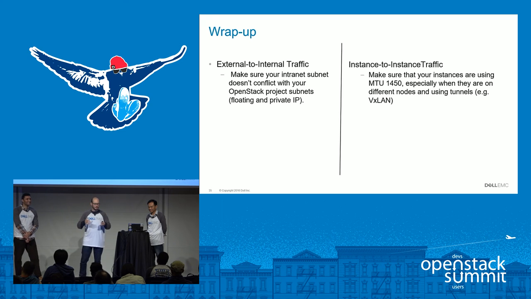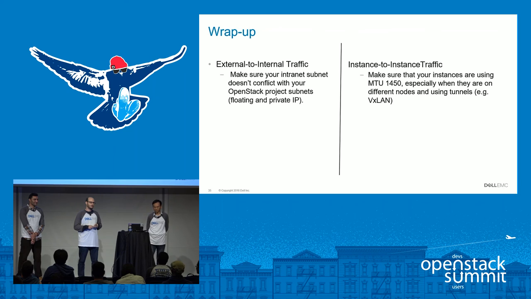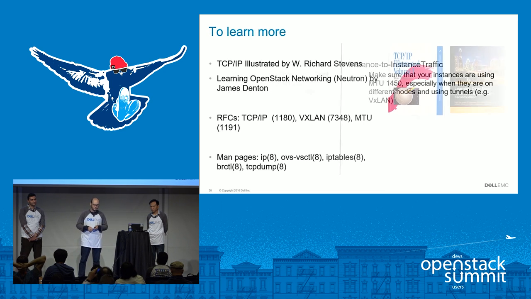To wrap up a little bit, we've talked about two scenarios. We kind of have to rush a little bit through it. And we went through all of the different layers that we had, so external to internal, north to south in network lingo. And again, make sure that you understand this. Now we're having a private cloud, so extra thoughts on that process. And then an instance to instance, or east to west, where the MTU played a role.